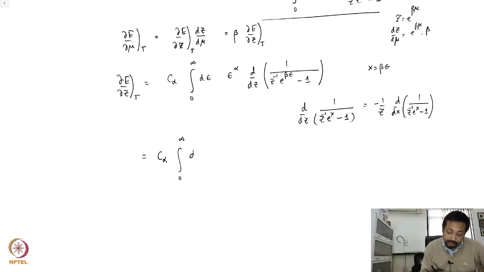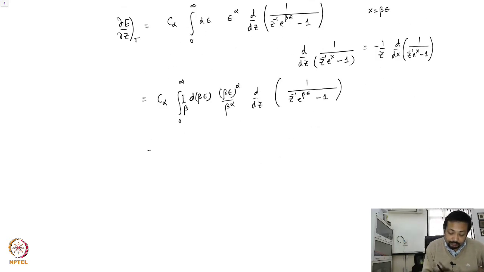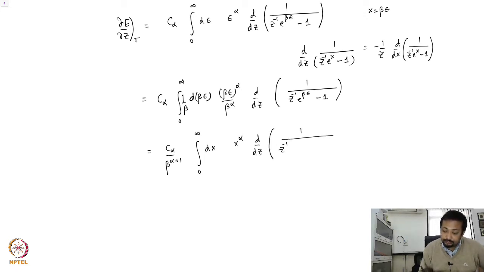substitute this as d beta epsilon 1 over beta epsilon raised to the power alpha beta to the power alpha d dz of 1 over z inverse e to the power beta epsilon minus 1, and this becomes C alpha raised to the power beta alpha plus 1, 0 to infinity dx x to the power alpha d dz of 1 over z inverse e to the power x minus 1.